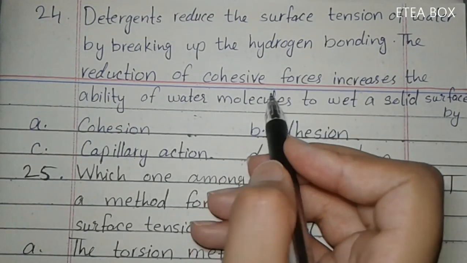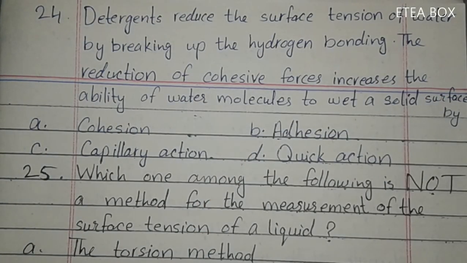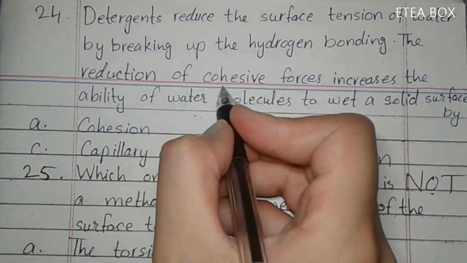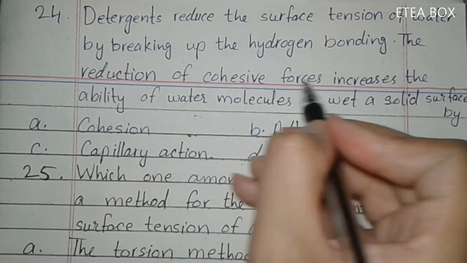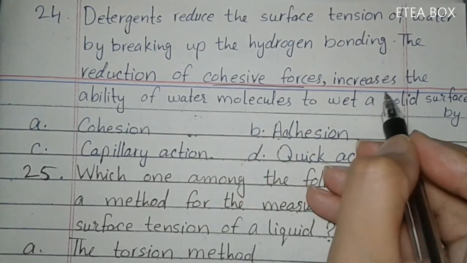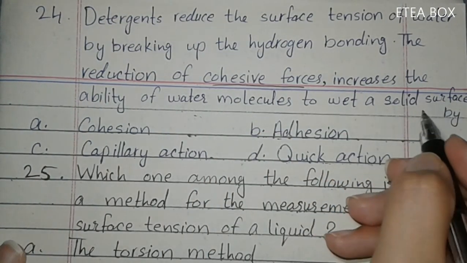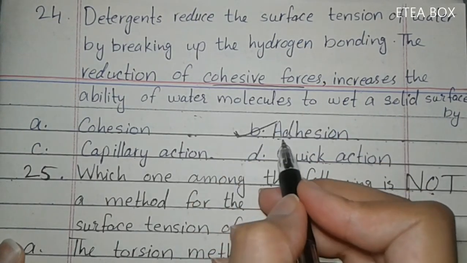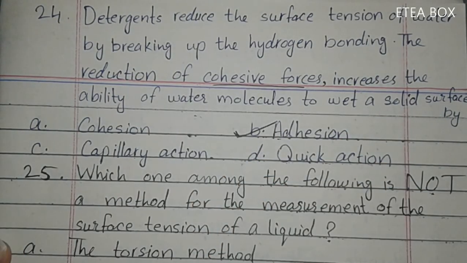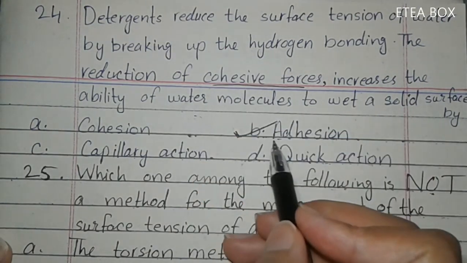Now in this MCQ they have said that the reduction of cohesive forces, when the cohesive force reduces, means that it increases the ability of water to wet a solid surface. So this property is called adhesion. When the cohesion decreases, it means that the adhesion of water molecules increases. Cohesion decreases and adhesion increases.